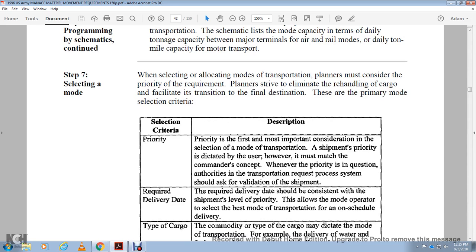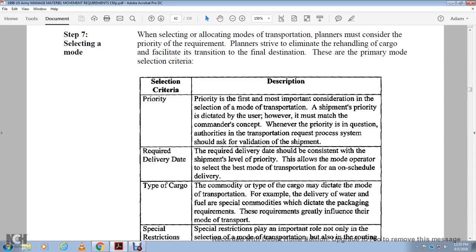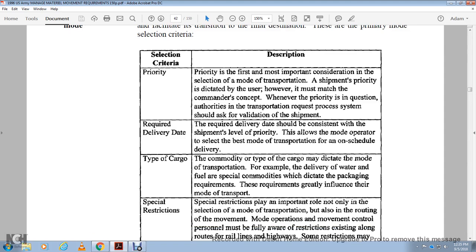The first and most important consideration in selecting the mode of transportation is priority, which should dictate the user's needs under the commander's concept with the priorities in question. Authority of the transportation is required through the process system, such as the validated shipment. Required delivery date: the required delivery date should be consistent with the shipper's level of priority, and the mode operator selects the mode of transportation based on scheduled delivery.